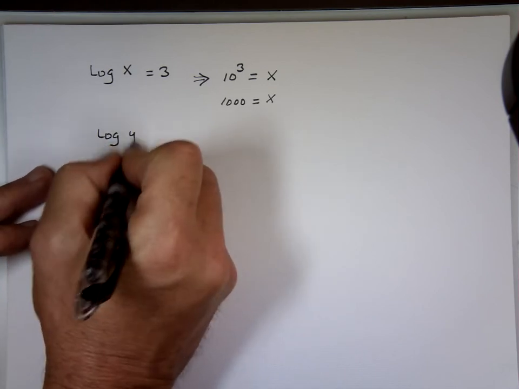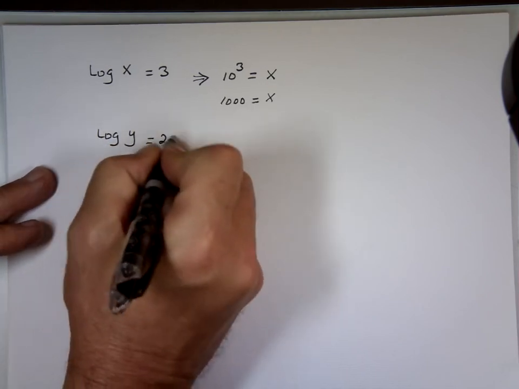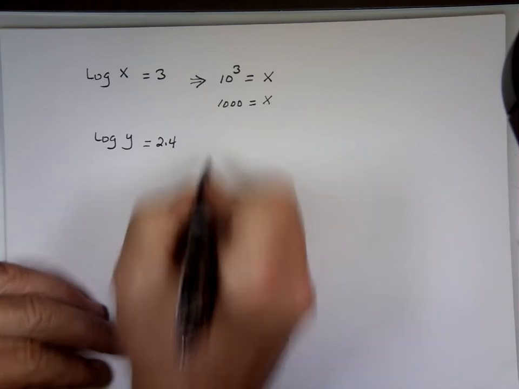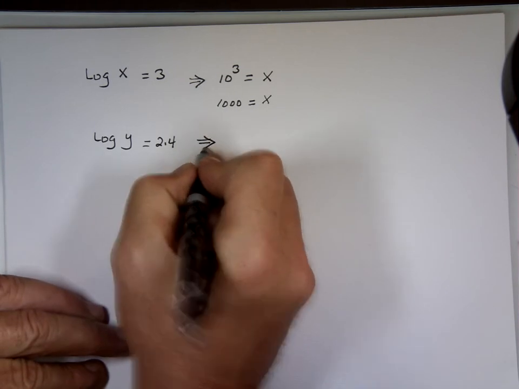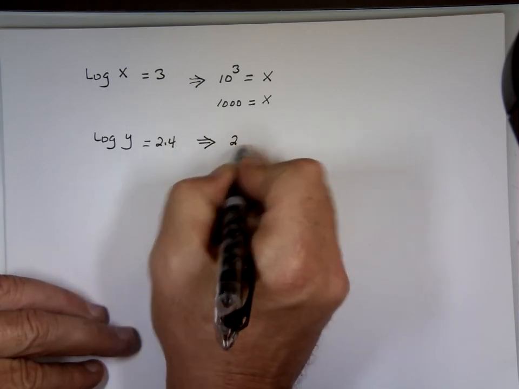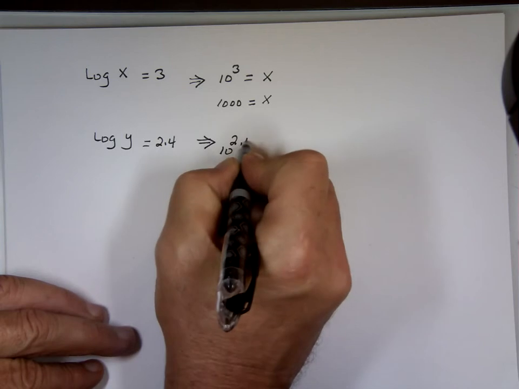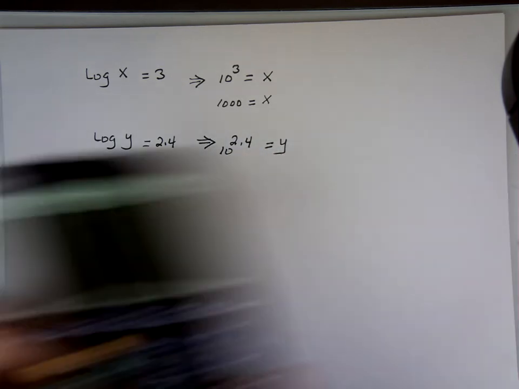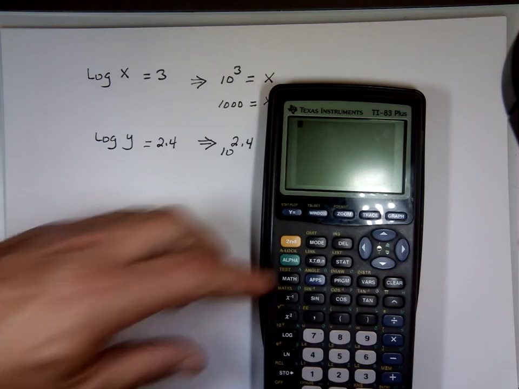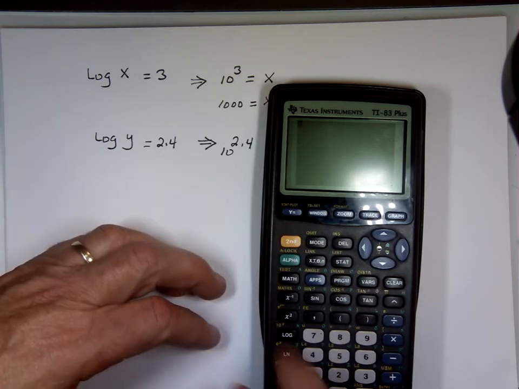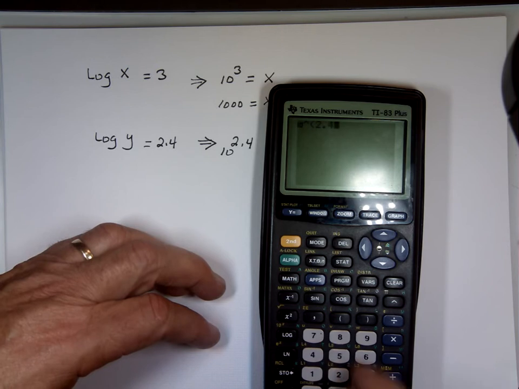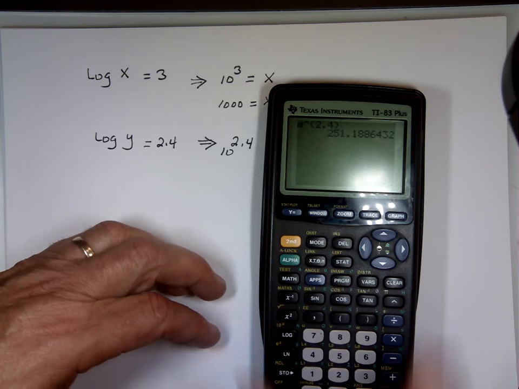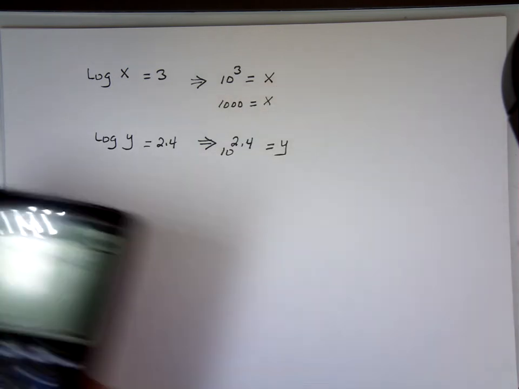So, go ahead. Log y equals 2.4. What is y? You go to your calculator, that's the inverse function. So 10 to the power of 2.4 equals y. 10 to the power of 2.4 is 251.19.